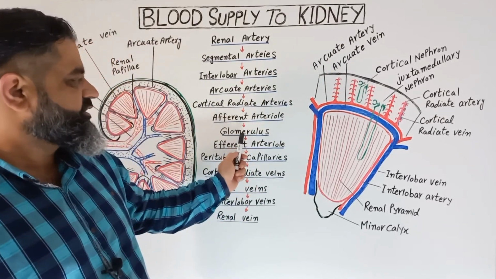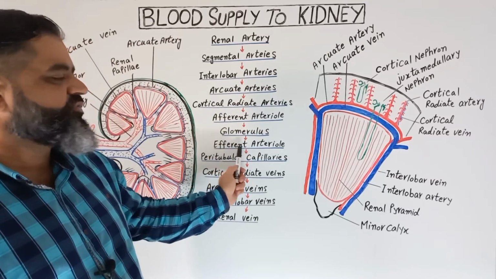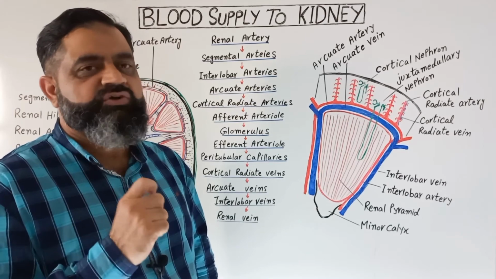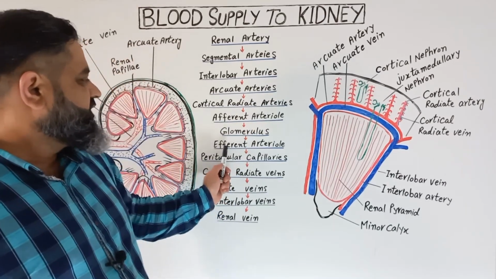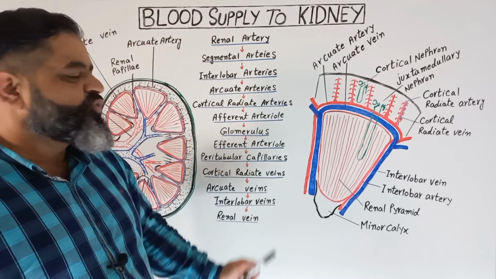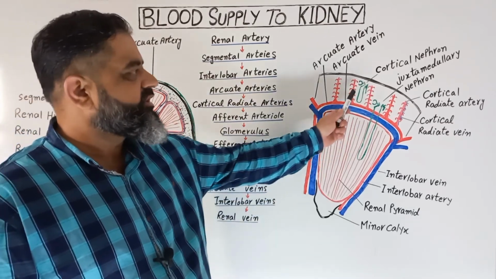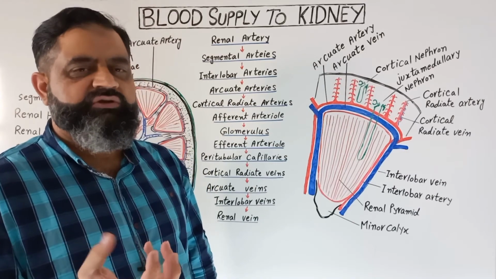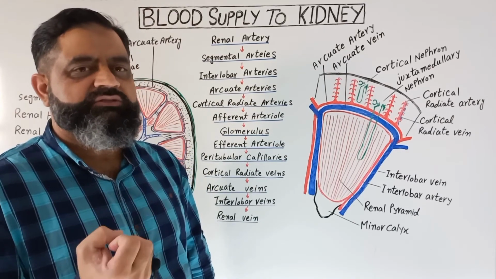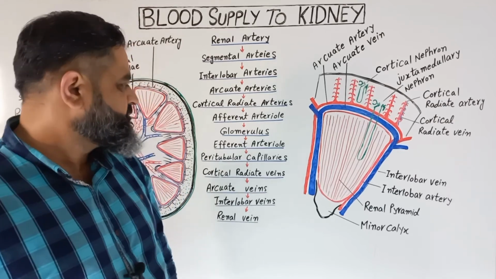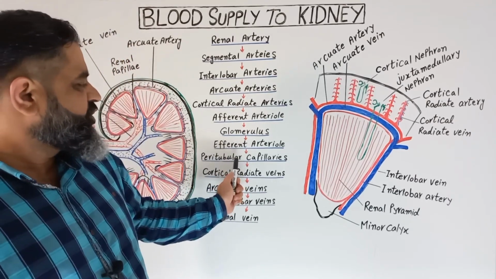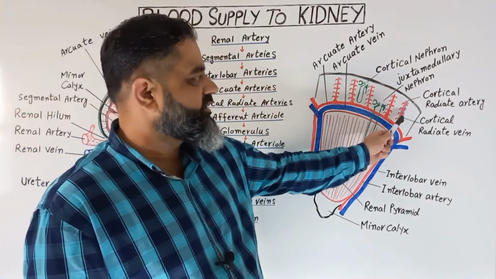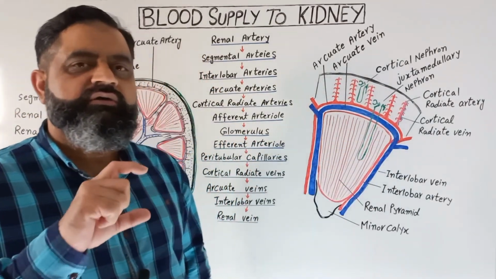After the process of filtration, blood capillaries join together to form efferent arteriole. Efferent arteriole is a small artery which exits from the nephron. Efferent arteriole then changes into peritubular capillaries. Peritubular capillaries are present on the surface of the nephron to do reabsorption of vital important chemicals from the Bowman's filtrate. After reabsorption, peritubular capillaries become cortical radiate vein. As you can see right over here, this is a blue color, cortical radiate vein.